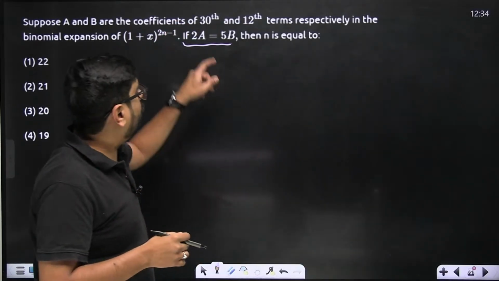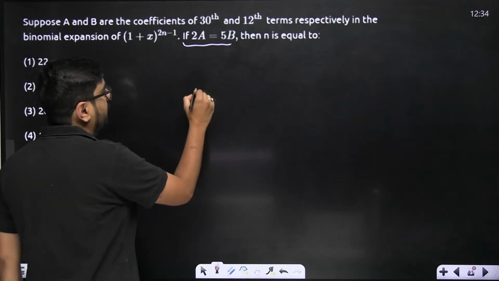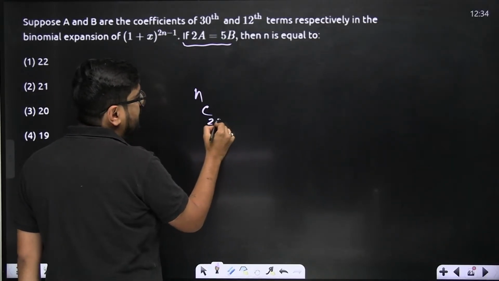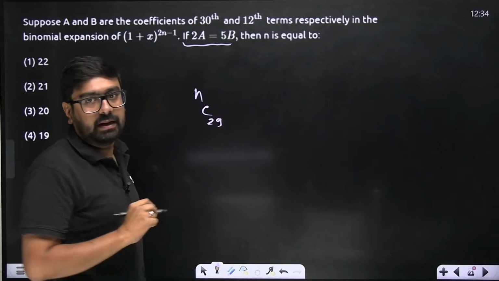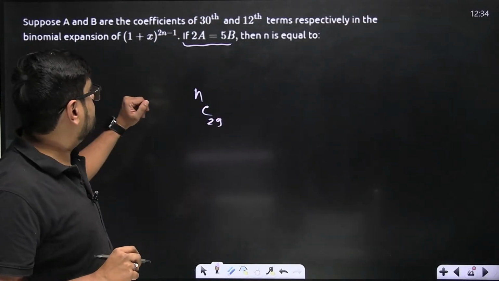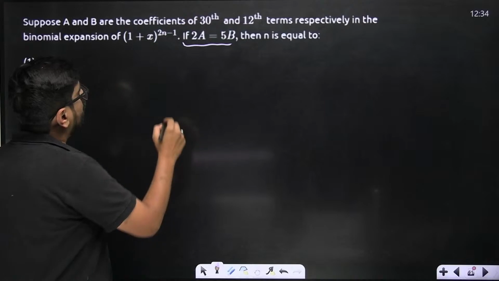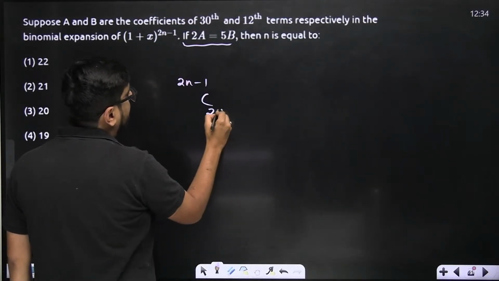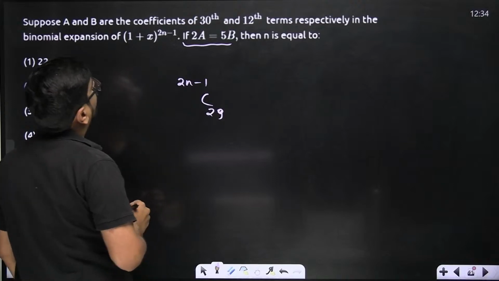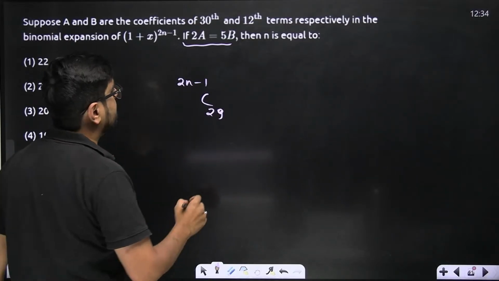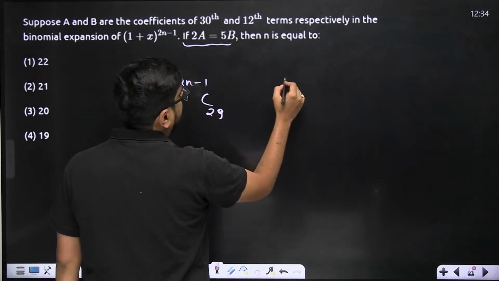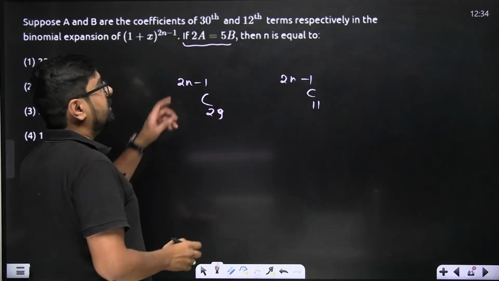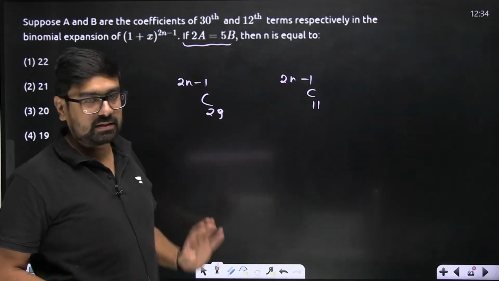Now, we know that the coefficient of the 30th term will be nC(30 minus 1), that means nC29 will be the coefficient in this. But what is n? n is 2n minus 1. So 2n minus 1 C29. This is the coefficient. And the 12th term coefficient will be 2n minus 1 C11. These will be the coefficients of the 30th and 12th term. This is how we are supposed to write.